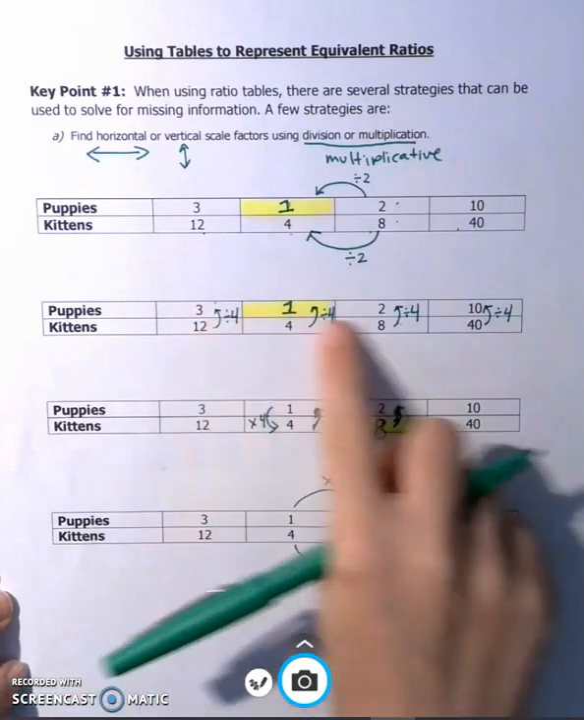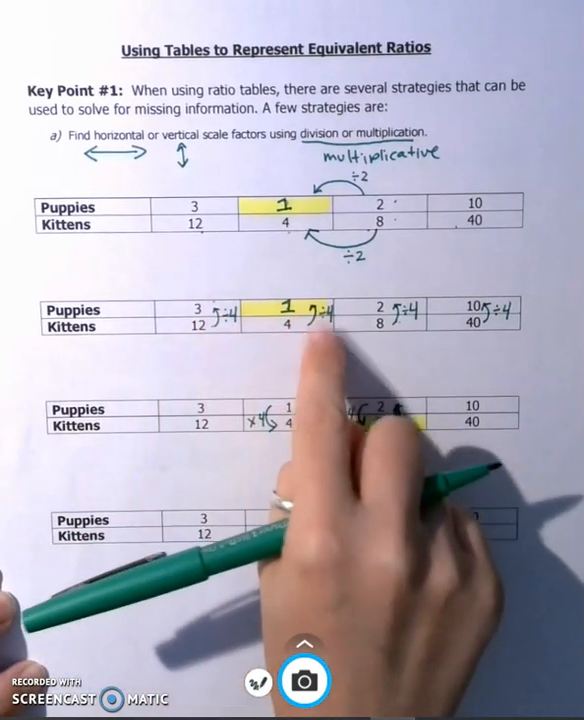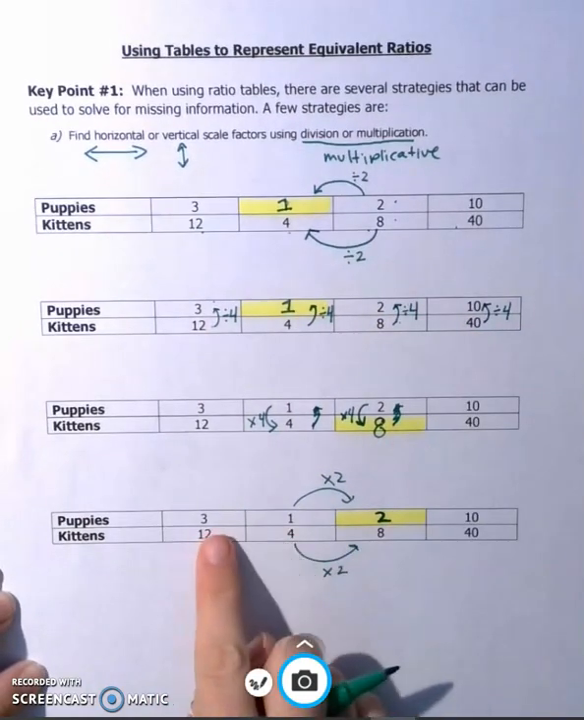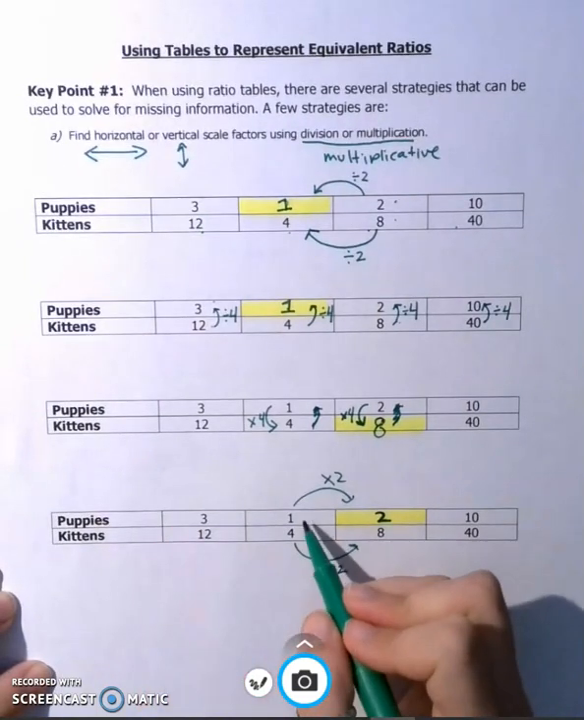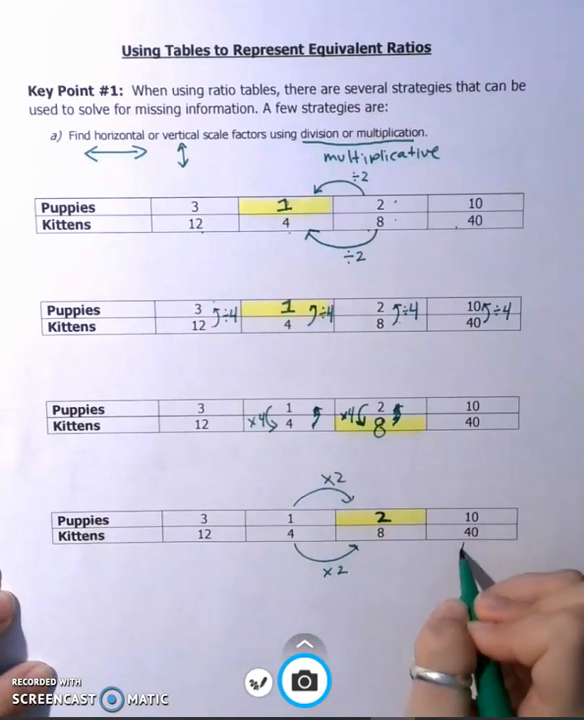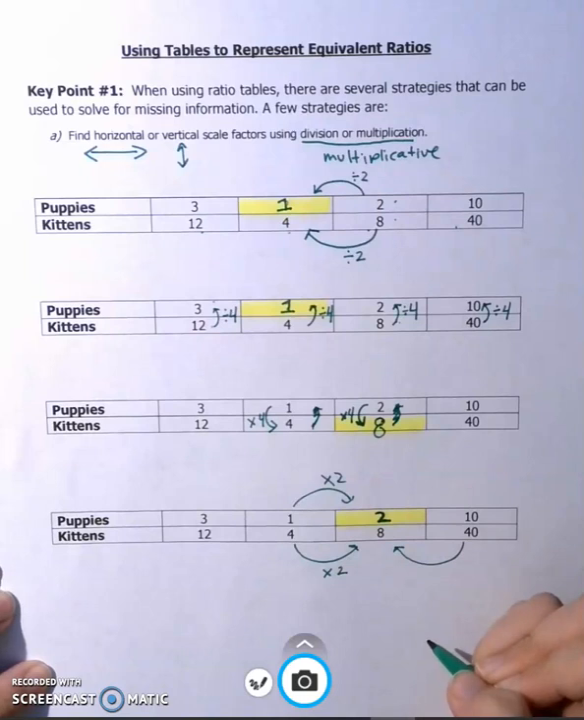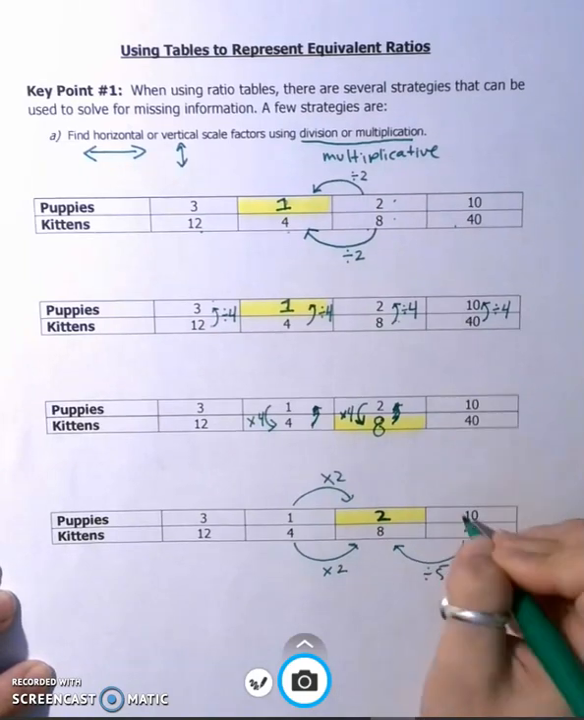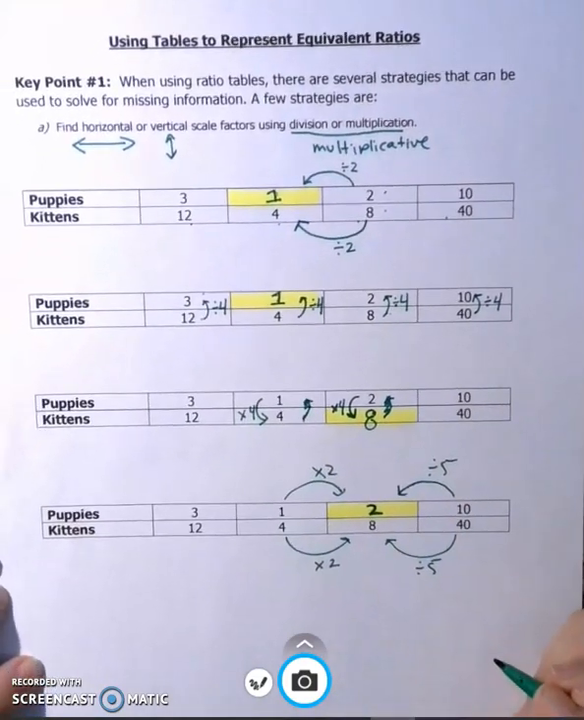Now, I showed you in this example that the scale factor was the same all the way across. That will work for puppies to kittens, but the scale factor would not necessarily be the same all the way across if I chose a different starting point other than 1/4. Because if I started at 40 and went to 8 times 2, 40 times 2 is 80, that's not going to get me my correct answer. This one would be divided by 5. 10 divided by 5 equals 2.